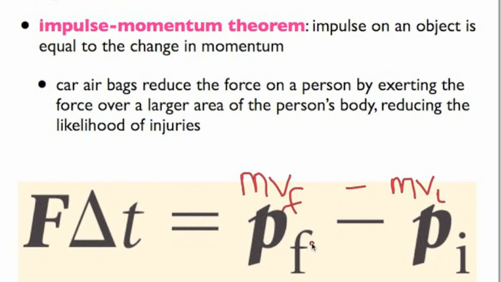Okay, this is kind of what goes on when we talk about airbags. Airbags reduce the force on you from hitting the steering wheel by exerting the force over a larger area, that big giant airbag, and reducing your likelihood of injuries. And so these are really some key concepts when we're talking about car crashes and things like that.